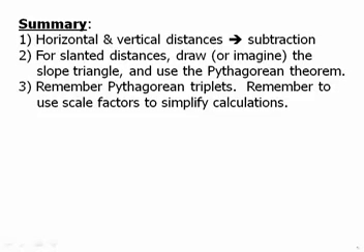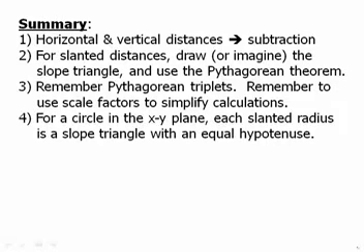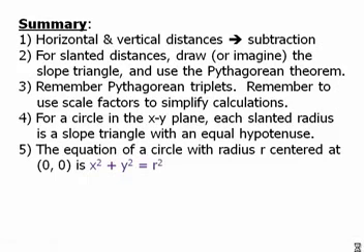For a circle in the xy plane, each slanted radius forms a slope triangle, and all these slope triangles have equal hypotenuses because the hypotenuse is the radius. The equation of a circle with radius r centered at the origin is x squared plus y squared equals r squared.